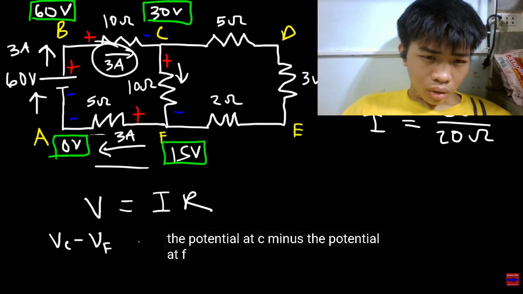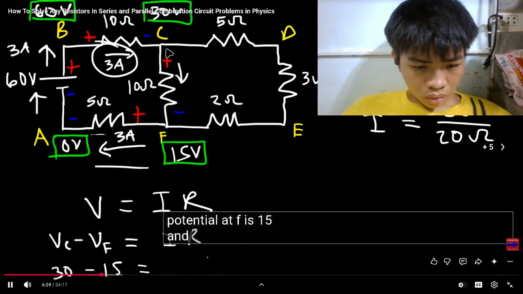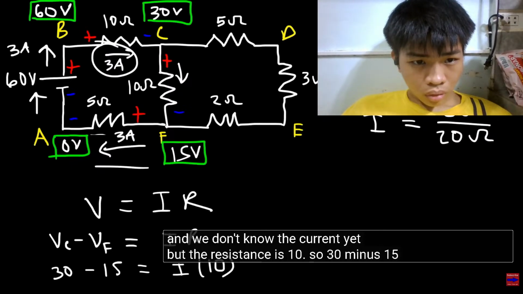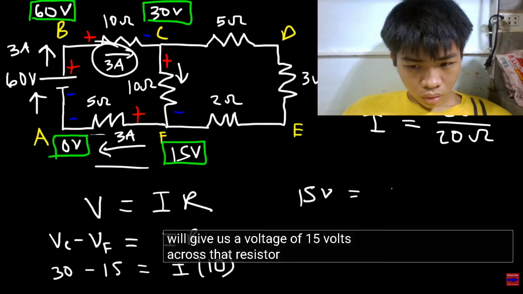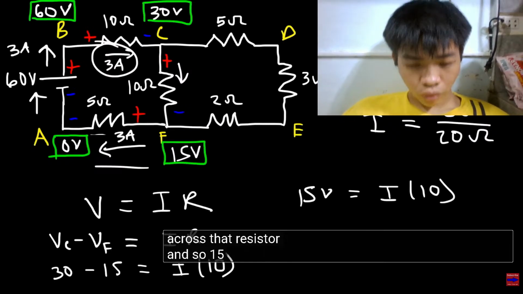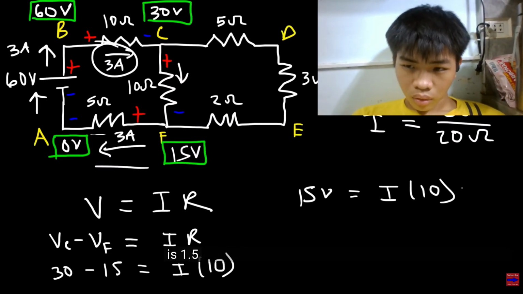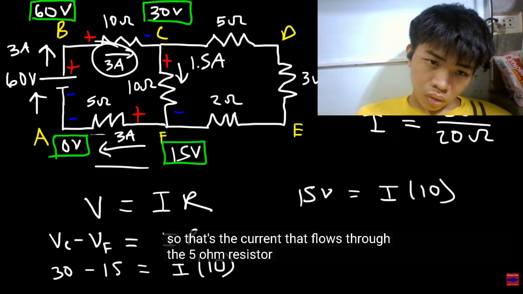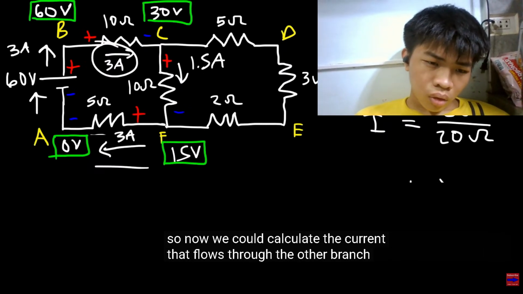And that's equal to the current times the resistance. And we don't know the current yet, but the resistance is 10. So 30 minus 15 will give us a voltage of 15 volts across that resistor. And so 15 divided by 10 is 1.5. So that's the current that flows through the 5 ohm resistor. So now we could calculate the current that flows through the other branch.